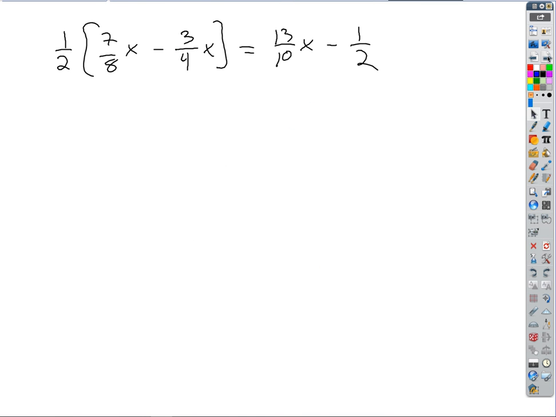All right, so let's have a look at something like this. Okay, this one's a little bit trickier. This time, if we try to multiply through, what people tend to do with this, you tell me what's wrong with this. Okay, what's going to be the least common multiple of all those numbers? 40? Do you agree? Okay.